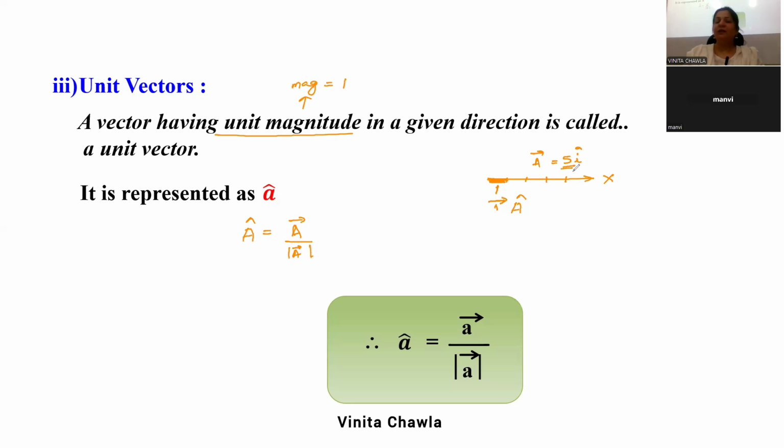So what is vector A in this case? It is 5 I cap. And what is the magnitude of vector A? If I say that vector A is 5 I cap, then its magnitude is 5. So we write 5. So the unit vector is I cap. I cap is the unit vector along this axis.